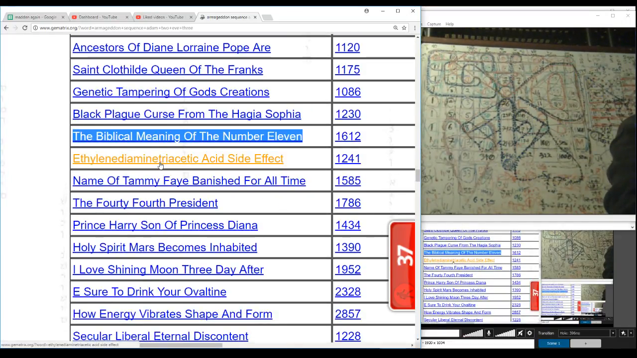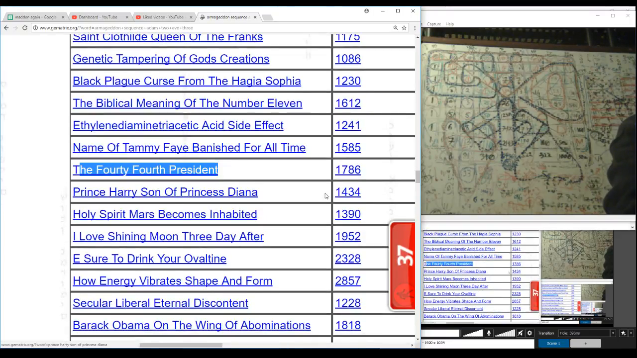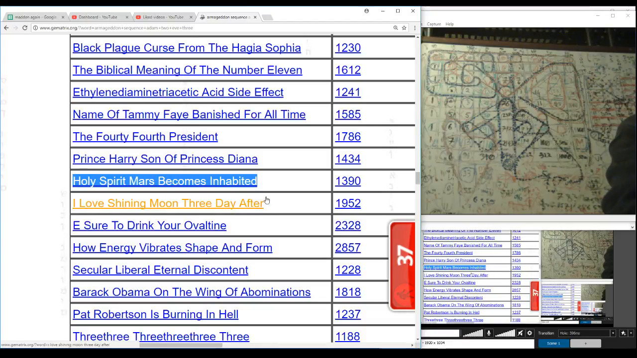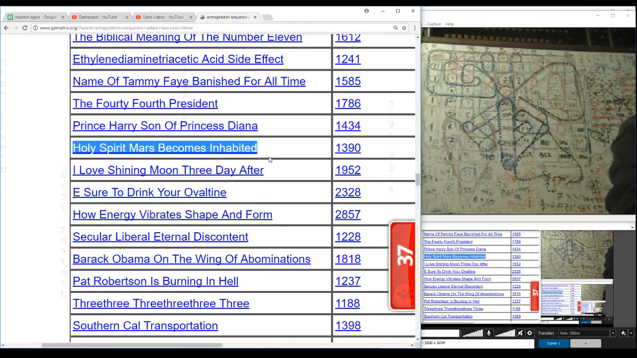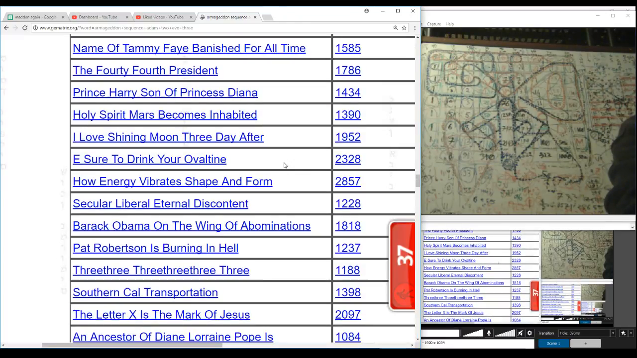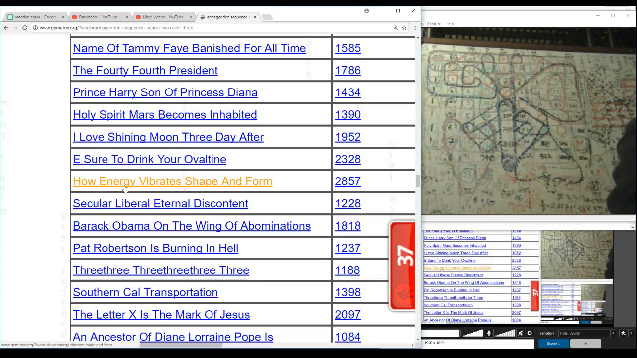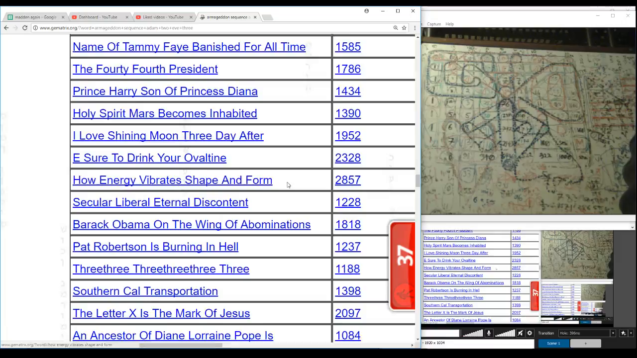Wow, word I can't pronounce. Acid side effect. 44th president. Holy Spirit, Mars becomes inhabited. By what? The assholes of life? They can go to Mars. I don't really care. Someone wanted to write, be sure to drink your Ovaltine, but they're a little excited and they missed the B. How energy vibrates, shape, and form.